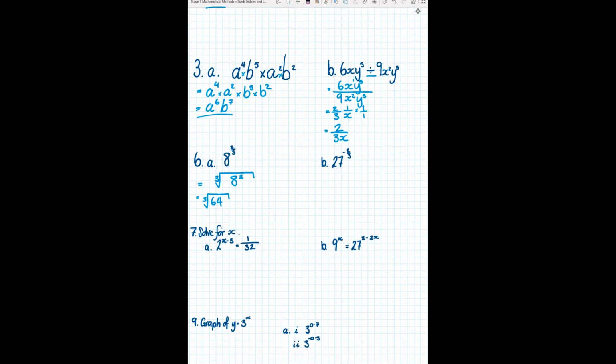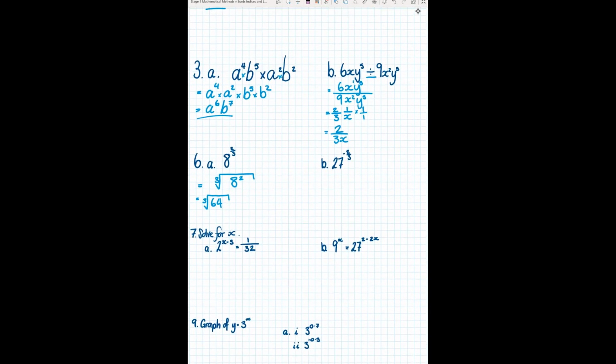Now, that's a pretty good answer, but you should be able to then go to that 64 is 4 cubed. So the cube root of 64 is 4.